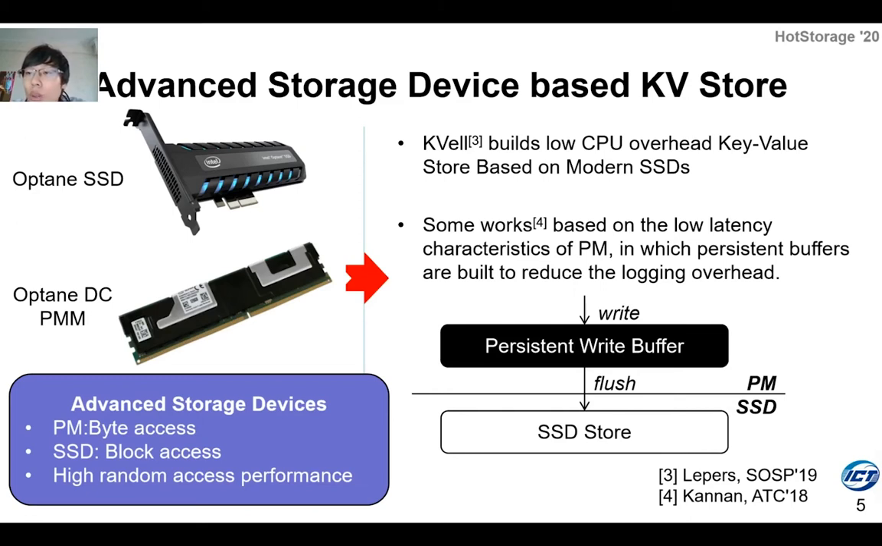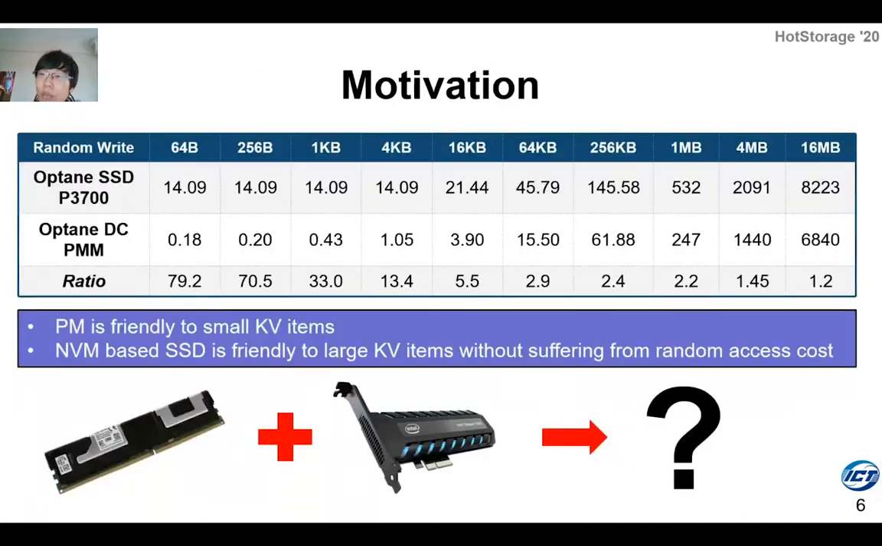On the other hand, non-volatile memory-based persistent memory such as Intel DC persistent memory provides byte-addressable access and sub-microsecond latency for directly persisting data. Also, there are some works that use the low tail latency features of persistent memory. They build a persistent buffer in RocksDB and LevelDB to reduce the logging overhead. In this work, we focus on the combination of both persistent memory and NVMe-based SSD.